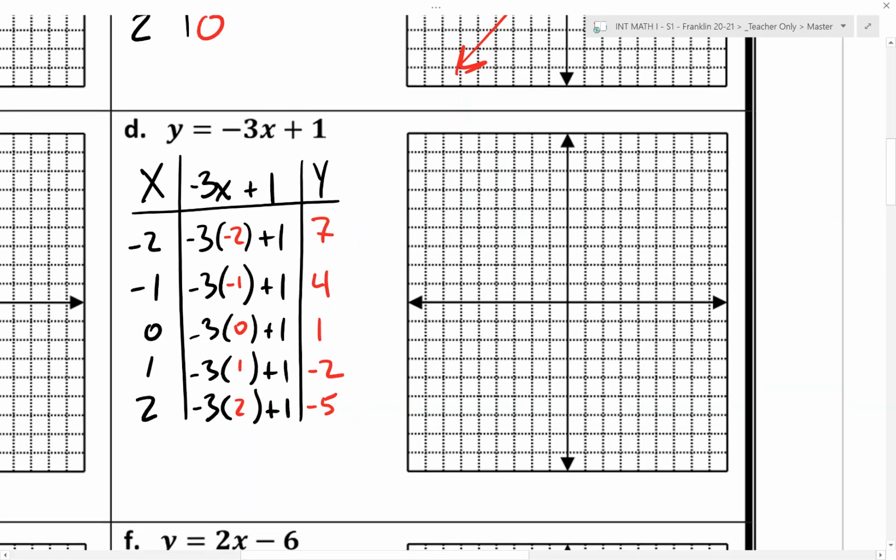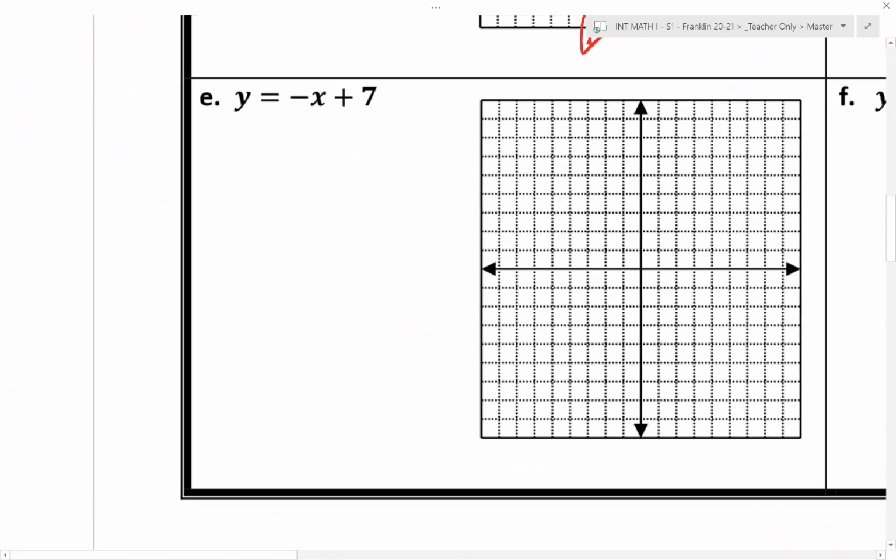Let's graph. -2, 7, left 2, up 7. -1, 4, 0, 1, 1, -2, and 2, -5. Draw your line. Doesn't have to be perfect. As long as your points are in the right spot, you should be okay. I'm just trying to make it look semi-decent. Okay, there's example D. Let's go on to example E.